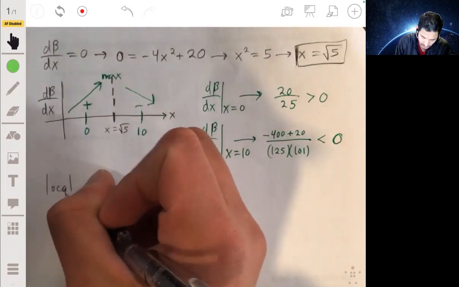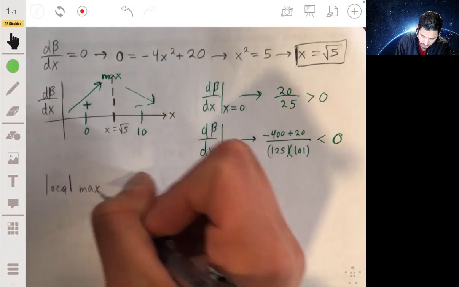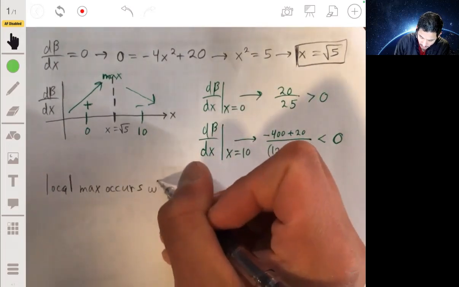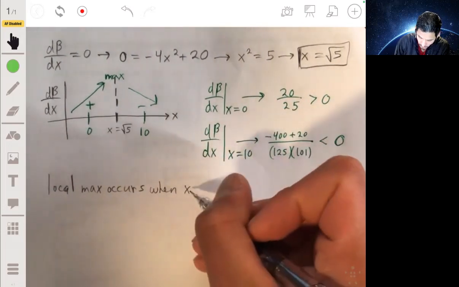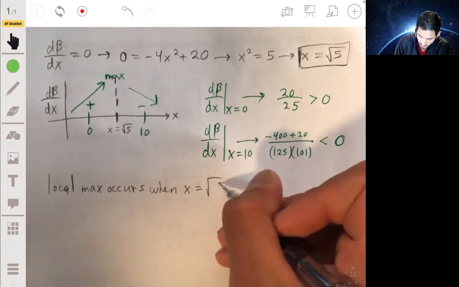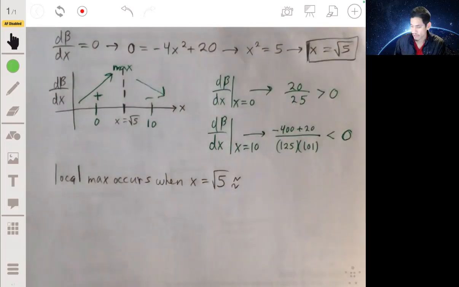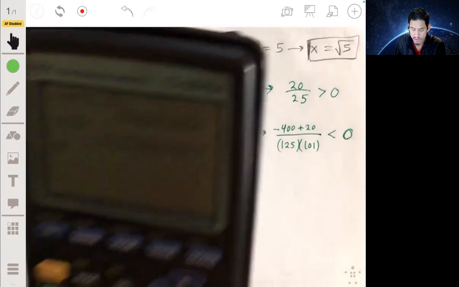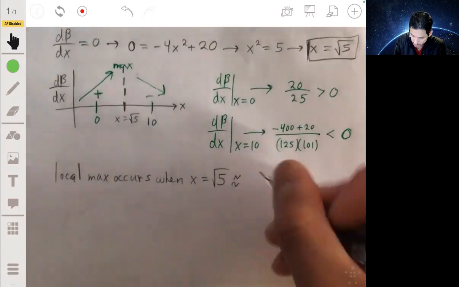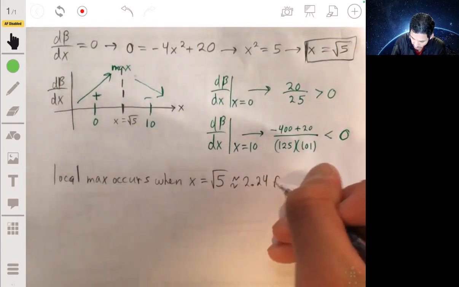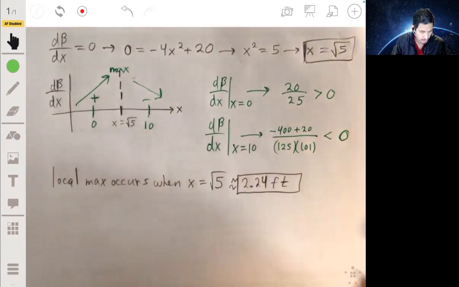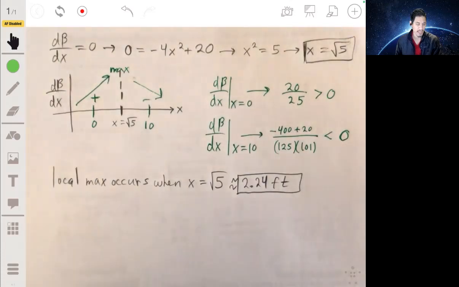And let's go ahead and summarize that. So the local max occurs when x equals the square root of 5. Using our calculator, I think it will be about 2.2, I believe. Yeah, about 2.234. 2.234 feet. So that's how far away they're going to want to place the camera lens.